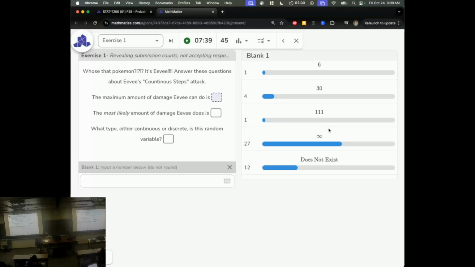So the idea of the maximum is the biggest possible number that it could do. Of all the numbers that Eevee could do, the maximum is the biggest one. And there is no biggest one. It does not exist because no matter what number you say, there's always a number that is bigger than it.